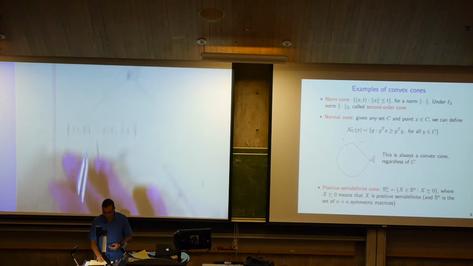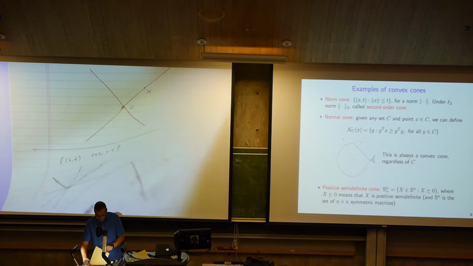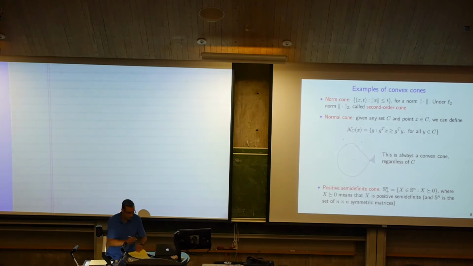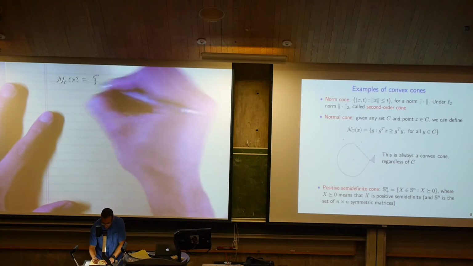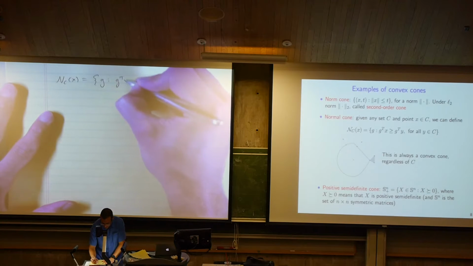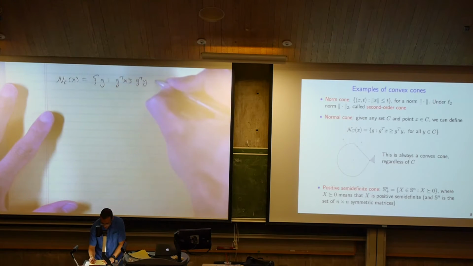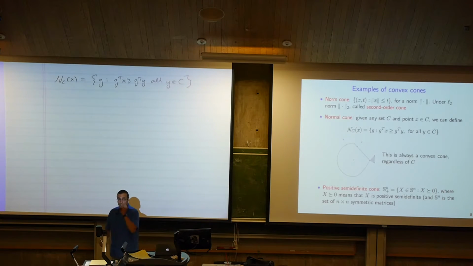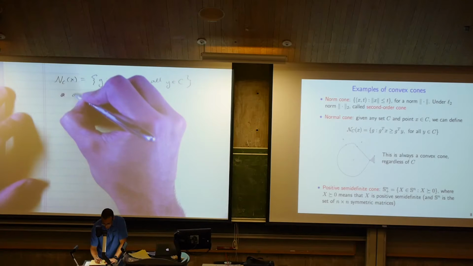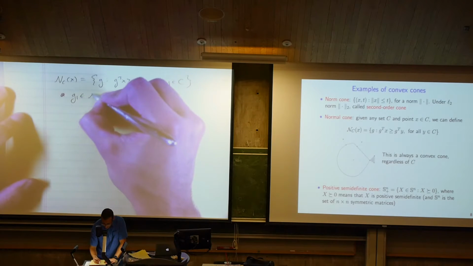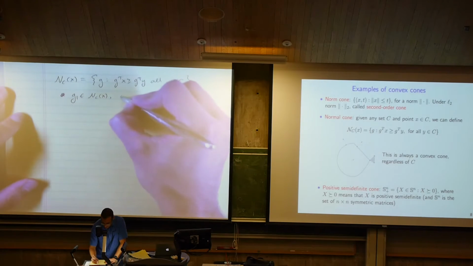Let's check that. I've kept saying to you, you can check the definition for a bunch of different sets. Let's just do it for one set. Let's check that for this set just to be concrete. It's a set of all vectors G such that G transpose X is bigger than or equal to G transpose Y for all Y in the set C. So how would I check that this is a convex cone? Well, I'll just go back to the definition. Let's suppose that G1 is in the normal cone, and G2 is also in the normal cone.